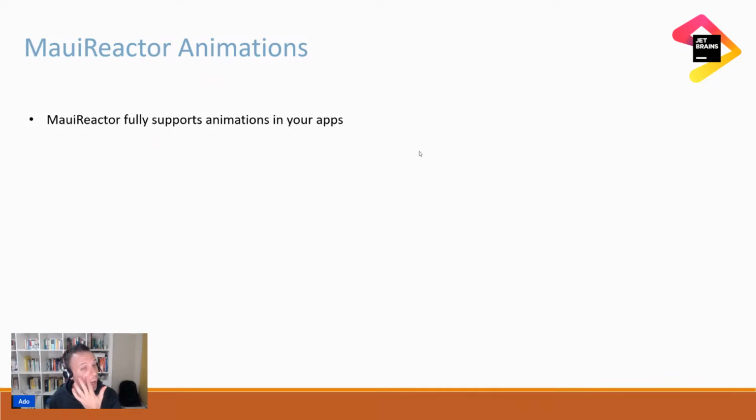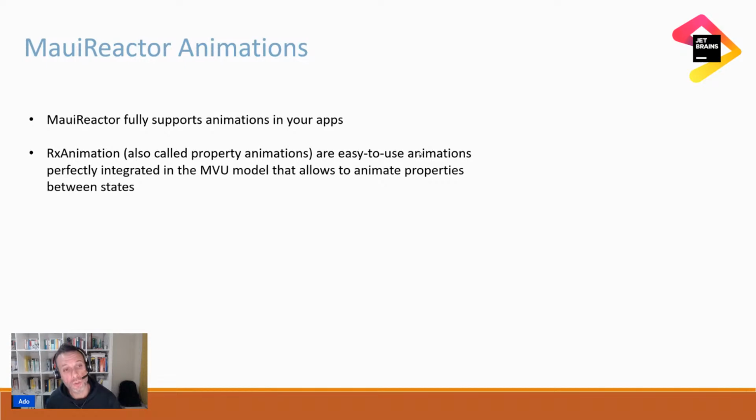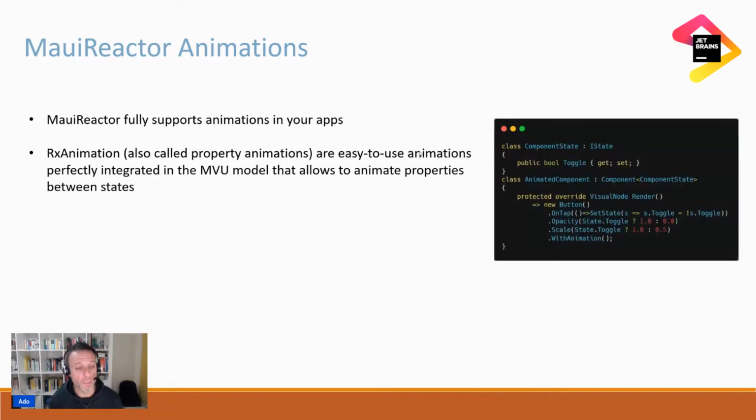MauiReactor animation. MauiReactor fully supports animation in your apps. There are actually two different ways to enable animations in your application, and you are free to use both of them, mixing both of them inside your components. RX animation, also called property animation, are easy to use animations that are perfectly integrated in the MVU model and allow you to animate properties between state values. We'll see a small demo in a few moments.